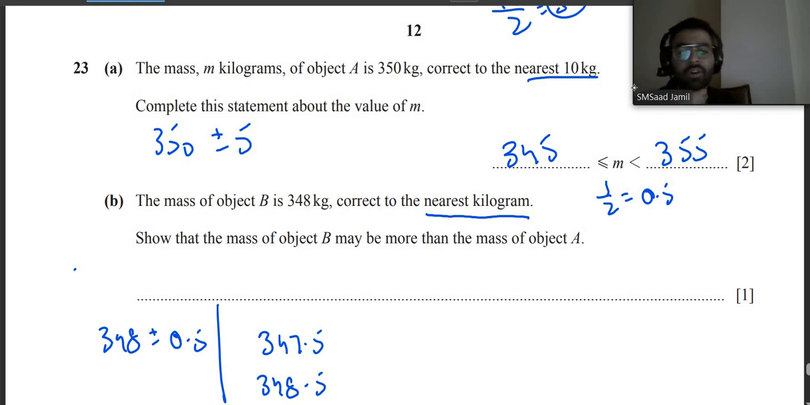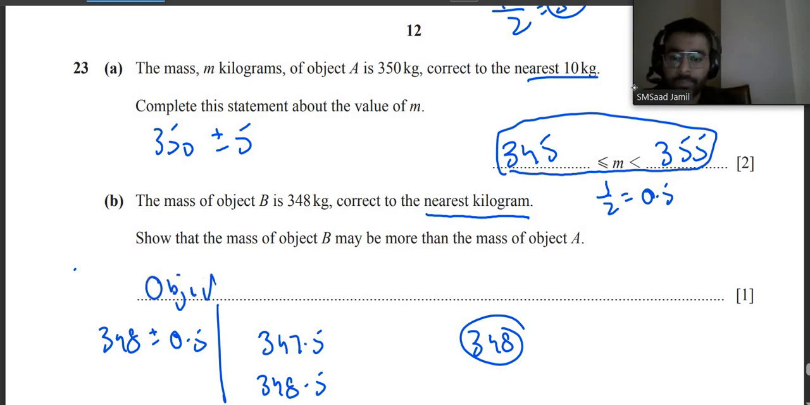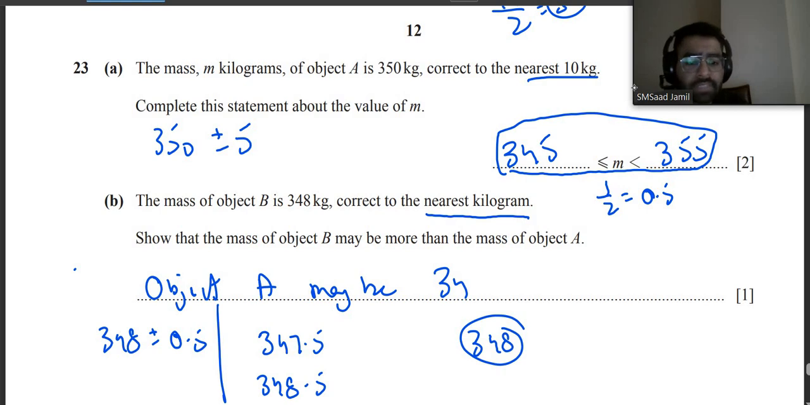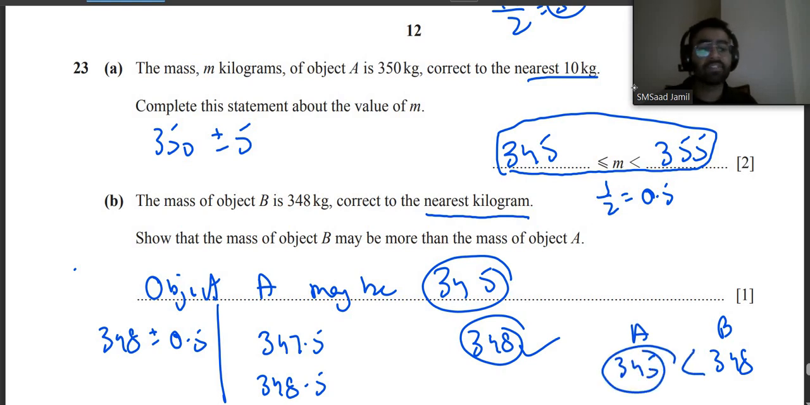Alright, so let's say object B is 348. Now object A is between 345 and 355. So we can say object A may be 345 or 346 or even 347, because all these numbers are lower than 348. So object A may be 345, which is less than 348. So object B is 348, object A is 345, and 345 is less than 348. So hence we have shown it as well.